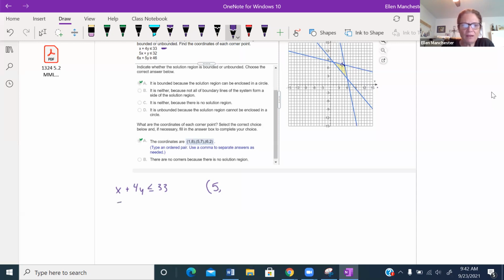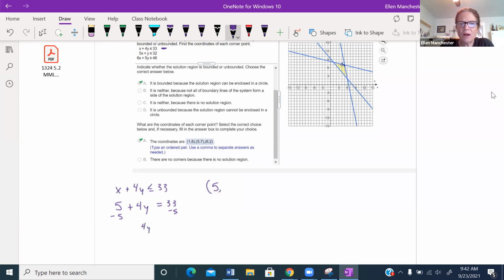So if I use 5 as my x, and I'm just going to use the equal sign because I don't need the less than yet. The less than and greater than signs, those are used for shading. Okay, so just solving an equation, you don't really need it. So I'm going to subtract off 5. So what I'm doing is I'm plugging in a value for x, and then I'm going to solve for y.